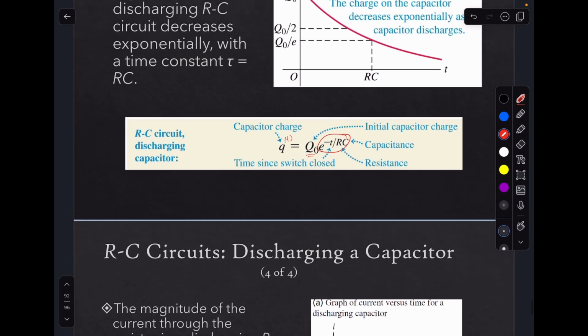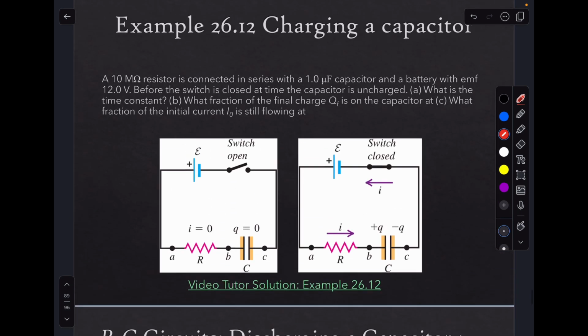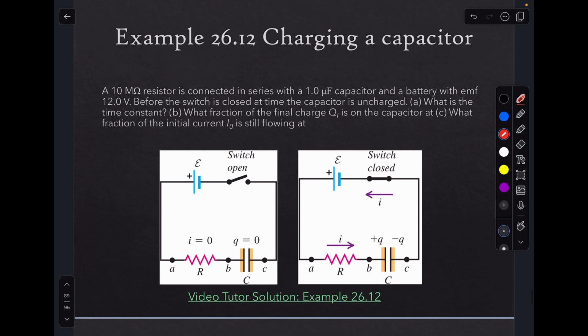So let me go back up to example 26.12, charging a capacitor. So we're going to use the charging equations. We have a 10 mega ohm resistor in series with a 1 microfarad capacitor and then a battery with an EMF of 12, okay? This is 1 microfarad and this is 10 mega ohms.